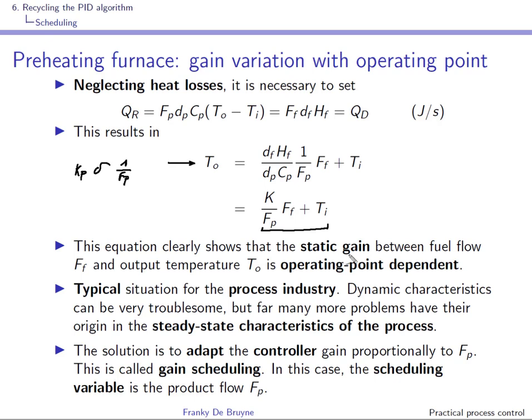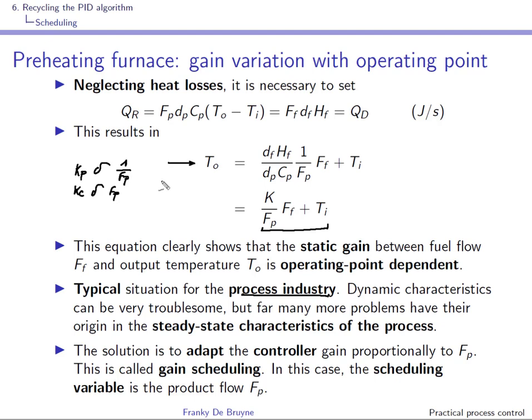So clearly the static gain is operating point dependent, and this is a situation that occurs very often in the process industry, and a lot of the problems associated with oscillations can be linked to variations in the static gain of the process. The solution is very simple. We can make the controller gain simply proportional to the product flow.